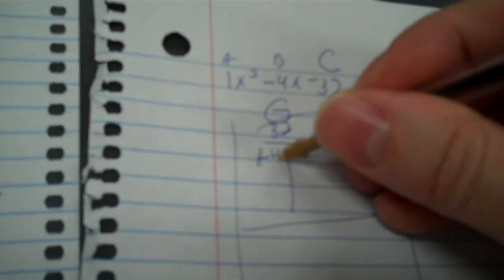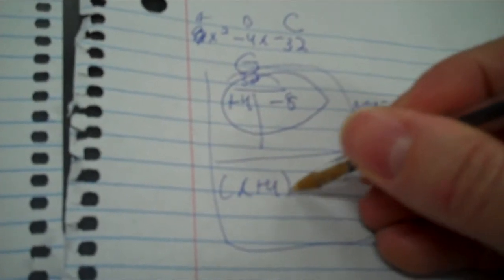Remember, I'm just trying to rewrite this in two parentheses. So it's negative 32, a positive times a negative, and we're trying to add to get to negative 4. Eventually you come to 4 and 8, and that looks good to me. A is 1, so you don't need to worry about it. So it's x plus 4, x minus 8.